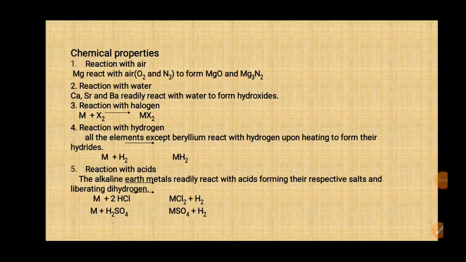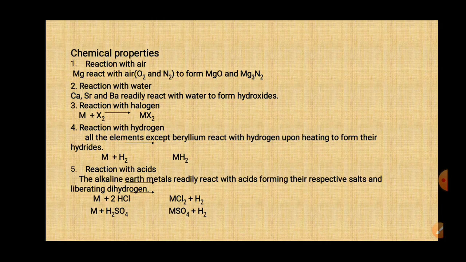Now reaction with air. Magnesium reacts with air, that is oxygen and nitrogen, to form magnesium oxide and magnesium nitride, as well as even alkali metals. Alkali metal, lithium forms a monoxide. Okay, other alkali metals form superoxides and peroxides. Same, even lithium also forms a nitride, but other alkali metals will not react with the nitrogen. Okay, so reaction with water. Here calcium, strontium, barium readily react with water to form hydroxides.